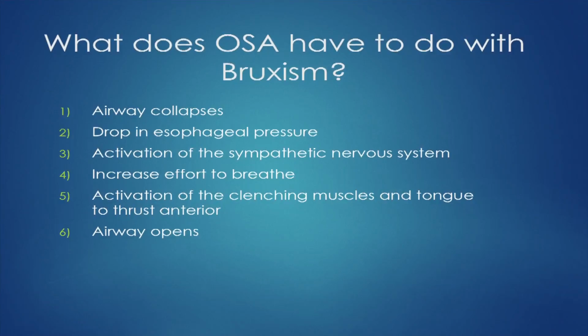What does OSA have to do with bruxism? Well, what we know is when a person goes to sleep, the airway collapses, there's a drop in esophageal pressure, there's an activation of the sympathetic nervous system, then there's an increased effort to breathe. Following that's an activation of the clenching muscles and the tongue to thrust anterior, and then the airway opens.